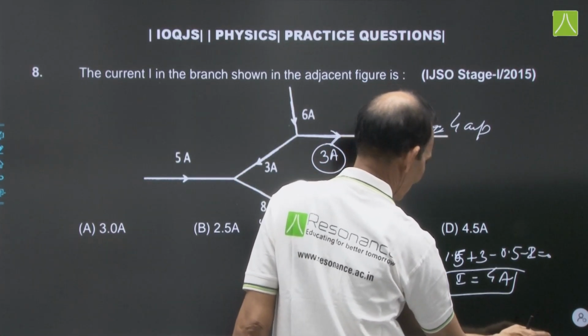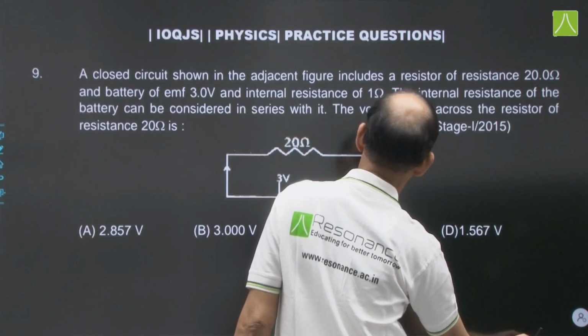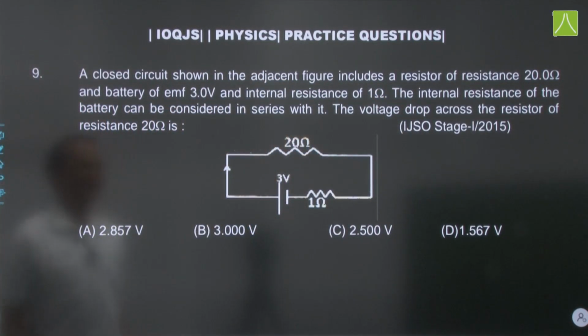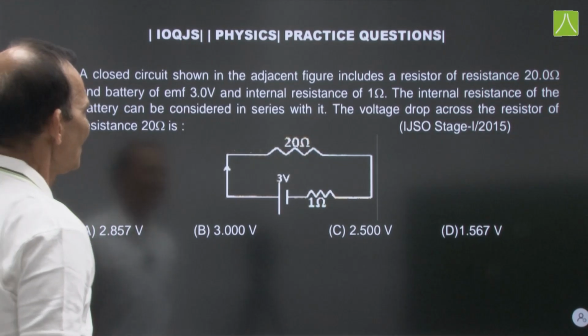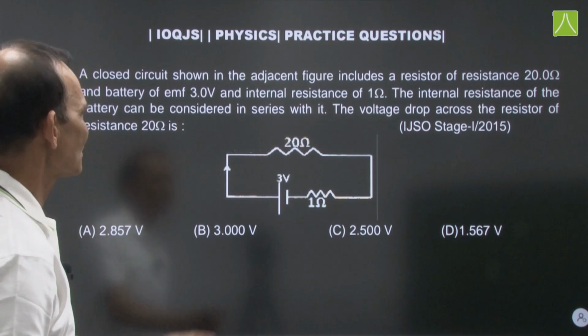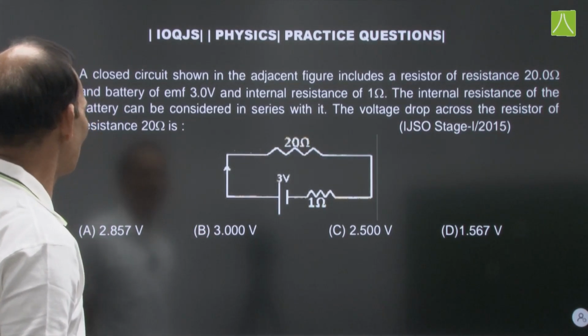Okay, next question is 9. Question number 9 is, a closed circuit shown in the adjacent figure includes a resistor of 20 ohm and battery of EMF 3 volt.